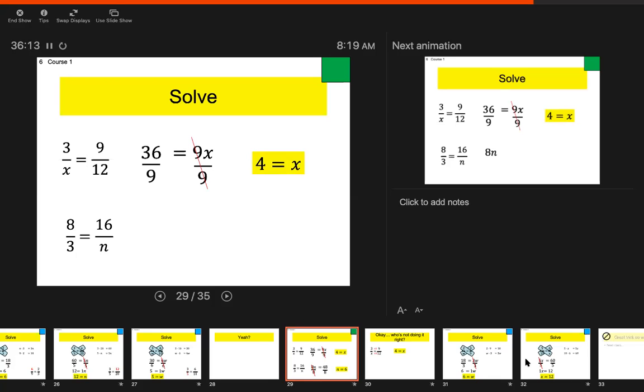Keep going. That's not a 13. That's 48. That's 8n. Answer? Okay, you got this or not?